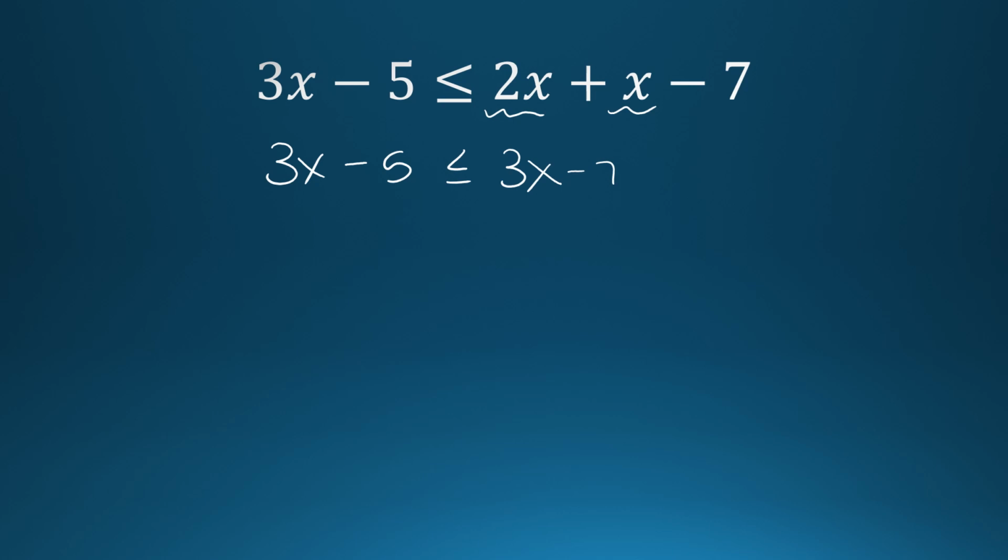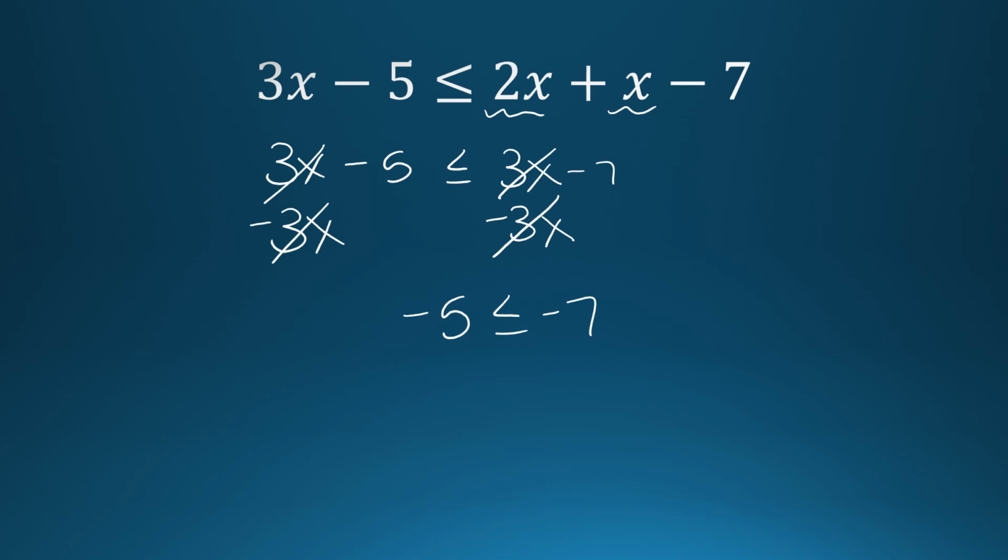Now we want to get all the variable terms on one side and all the constant terms on the other. So again, I'm going to subtract that 3x from both sides, and you'll notice it cancels out on the left and the right, leaving us with negative 5 is less than or equal to negative 7.